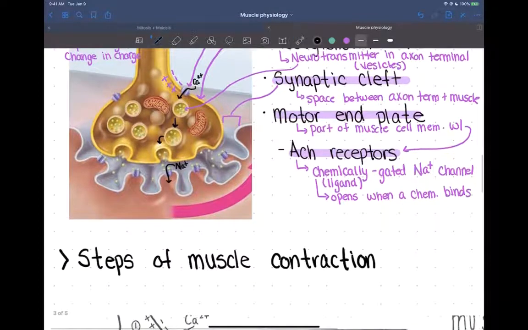Remember, an action potential is caused by the moving in of sodium into the cell, changing the charge of the membrane. So now we're changing the charge and we have an action potential in our muscle cell.